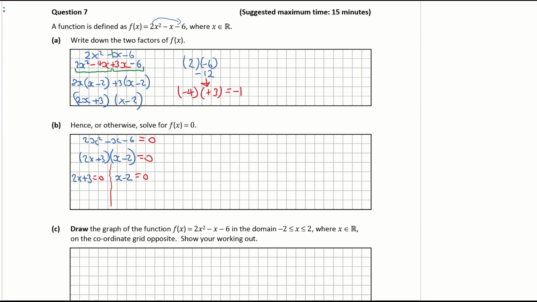I'm then going to solve both of those. With the first one, I'm going to subtract 3 from both sides, or move over the 3. So that becomes 2x is equal to negative 3. Dividing across by 2, I get x is equal to minus 3 over 2, which is the same as minus 1.5. On the second one, I'm adding 2 to both sides, or moving it over, which will give me x is equal to positive 2. So that's part B. They're my solutions there, or my roots. x is equal to 2, and x is equal to minus 3 over 2.